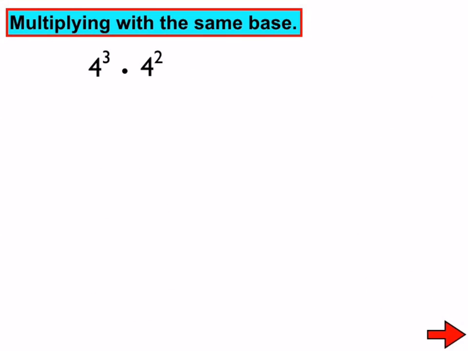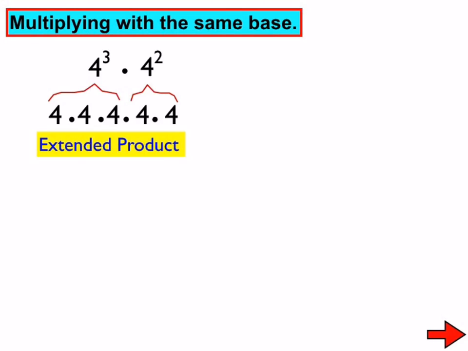All right, so now let's take these ideas and multiply items with the same base. And so if we have 4 to the third times 4 to the second, 4 to the third means 4 times 4 times 4. 4 to the second means 4 times 4. And if we're trying to simplify this to one base and one exponent, we would simplify this to 4 to the fifth power.